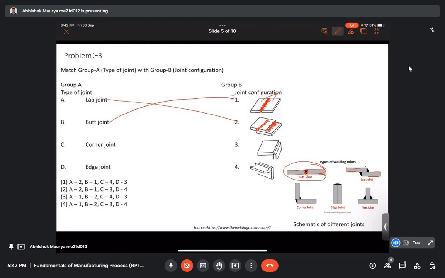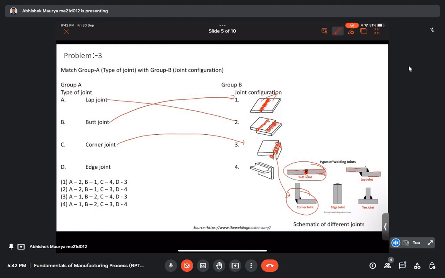And now similarly, if you try to see the configuration which is similar to the corner joint, it is here. So welding material will be deposited here, as well as the inner part also, like here. And if we take the cross sectional view, it will be similar to like this.